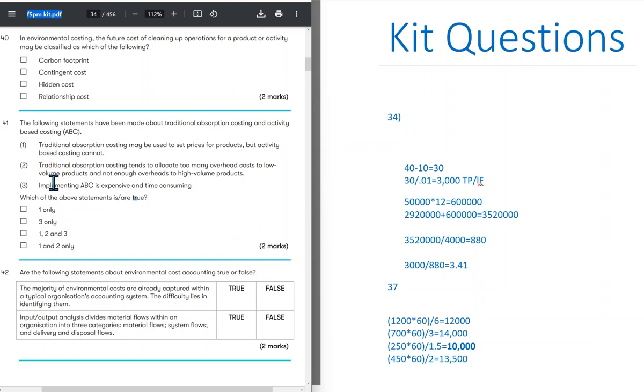Okay, the first one, traditional absorption may be used for pricing but not activity. It's wrong. Both of them have the same purpose, but activity-based costing is a little bit better at it. And traditional absorption costing tends to allocate too many overhead costs to low volume and not enough overheads to high volume. It is actually the other way around. It allocates too many overheads to high volume and too little to low volume. And implementing ABC is expensive and time consuming. Yeah, this could be a disadvantage of ABC costing.